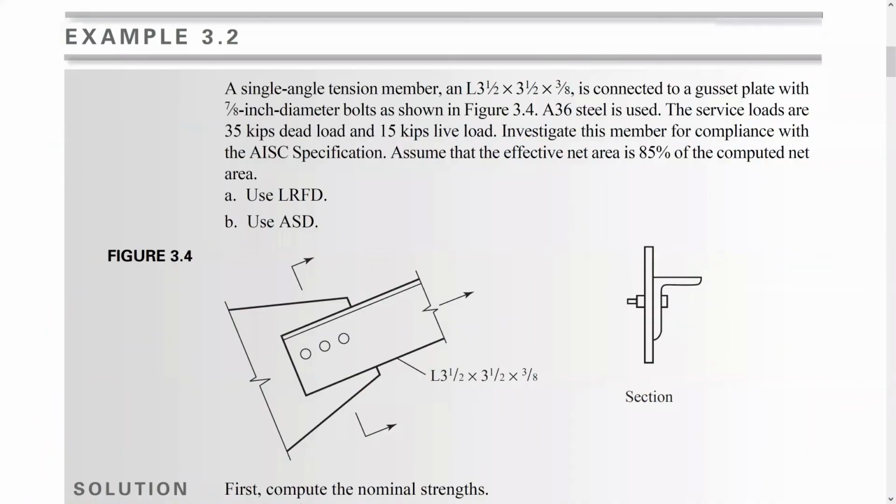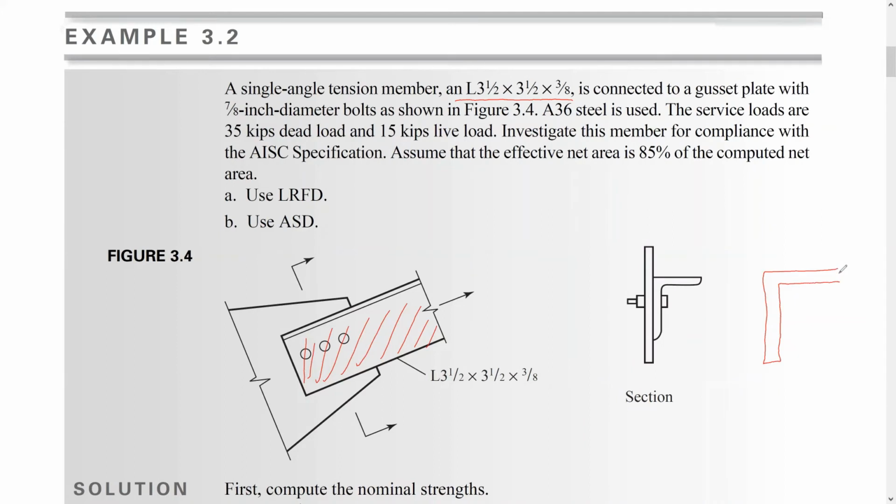Let's solve another example, which is example 3.2. The problem statement says a single angle tension member. Okay, this is the angle, so this is a single angle tension member, which is L 3.5 by 3.5 by 3/8. This is actually an equal leg angle. If you see this, this is the angle.